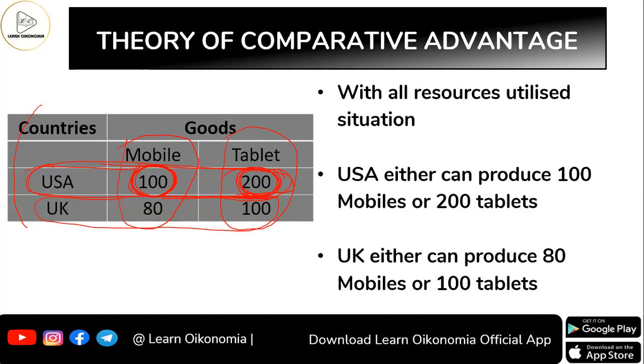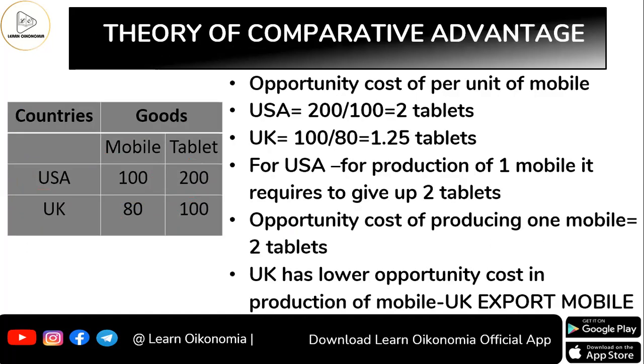What about the case of UK here? Again, we are dealing with a scenario of all the resources completely utilized. In such a situation, UK can produce 80 pieces of mobile phones, or else it can go for 100 pieces of tablets. So this or this, any of these. It's not like both at the same time. Having said this, let me take you to more explanation of the same example.